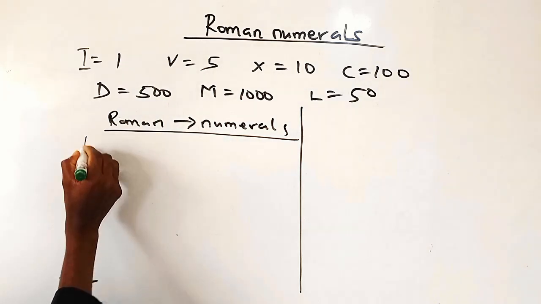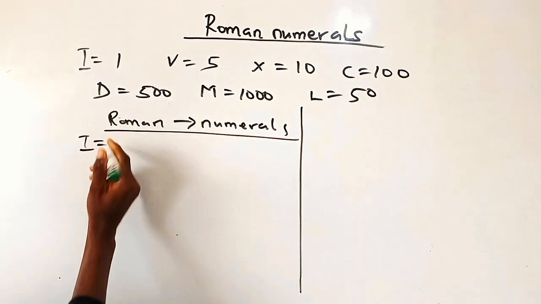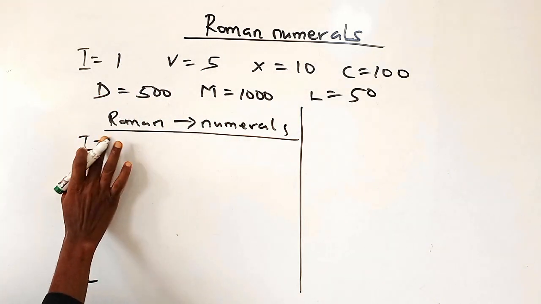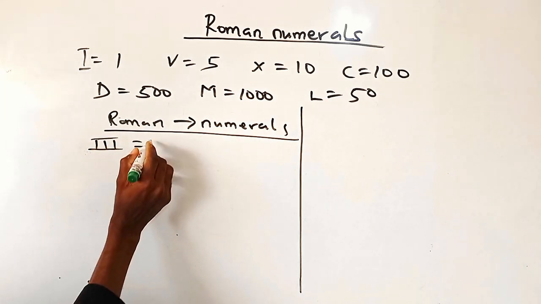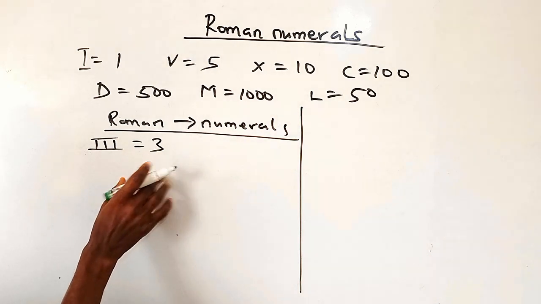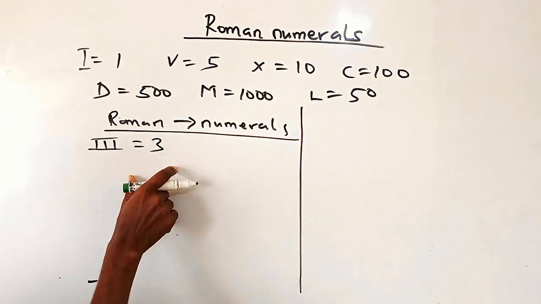Let's say I have I. We all know that I stands for 1. So if I have I in 3 places, like this, I in 3 places here represents 3. We all know that, because I stands for 1.